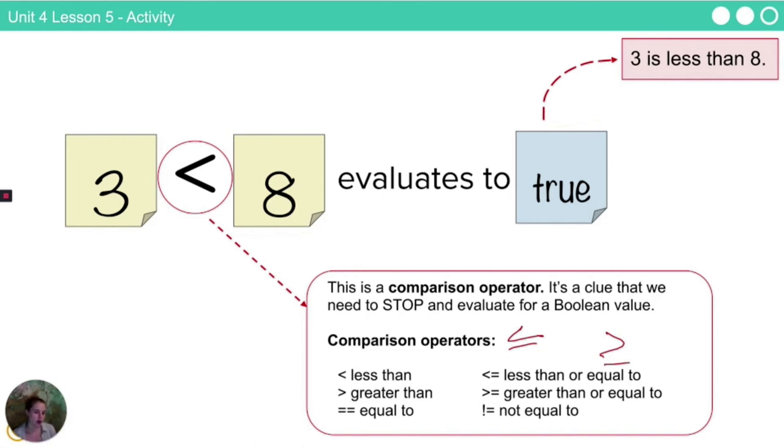We also have one more. This is not equal to. So over here we have the exclamation point followed by an equals to is not equal to. For example, 3 is not equal to 8 would evaluate to true.